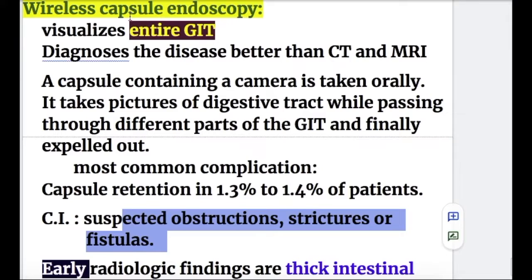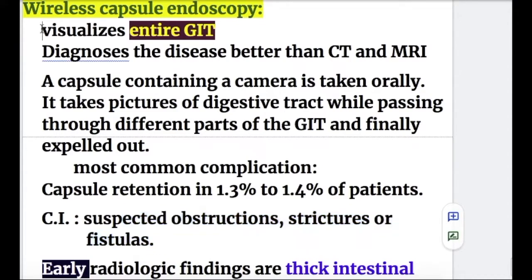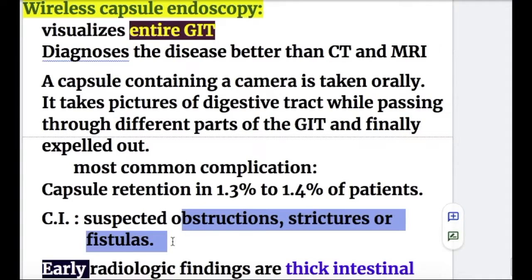So capsule endoscopy is done with a camera in a capsule, and it visualizes the entire GIT from the esophagus to the anus. Finally, it's expelled out and may be retained in a few cases. And the contraindication to capsule endoscopy is obstruction, stricture, or fistula.